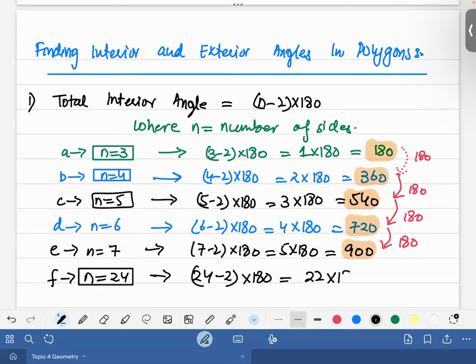22 times 180 is how much? 1800, 1800, 3600, 3600 plus 360, 3960. Yes, sir. It's 3960 degrees, the total angle for a 24-sided polygon. And what's the reason behind that? There is a logic behind that.